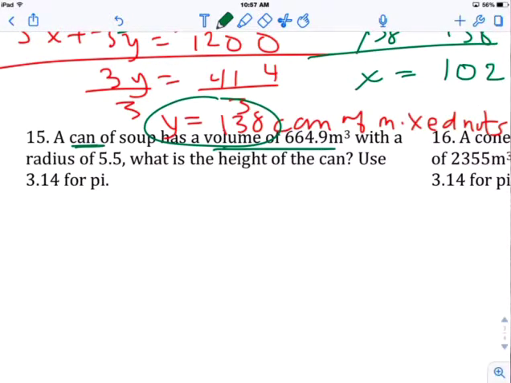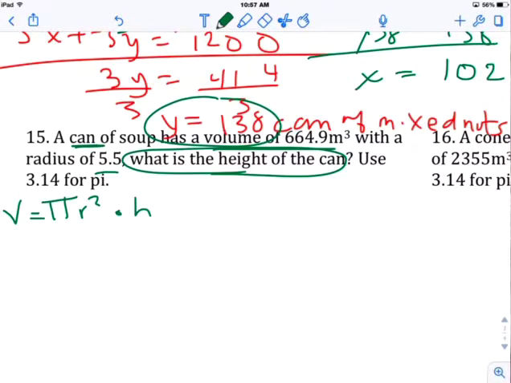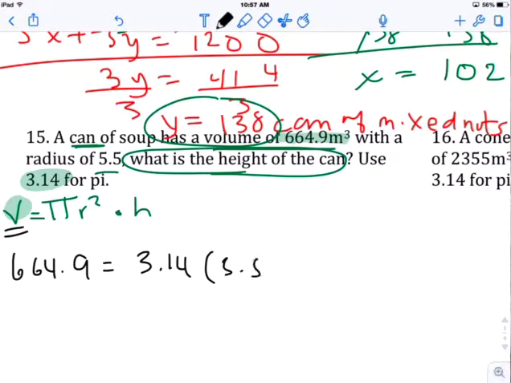A can is a cylinder, so the volume of a cylinder is pi r squared times height. With a radius of this, what is the height of the can? Okay, use pi is 3.14. So volume we know from here, right there, 664.9, and 3.14 for pi because it says so here. Radius is 5.5, squared, times the height.